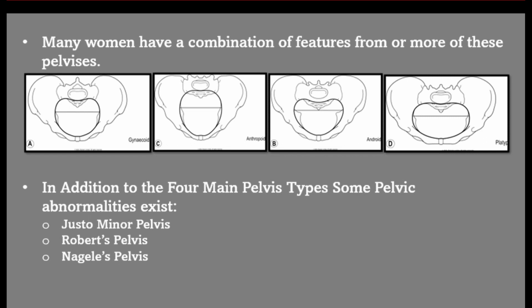The minor pelvis is normal in shape, but overall has smaller dimensions. Nagele's pelvis is asymmetrical due to abnormal bone formation on one side. And finally, Robert's pelvis is due to abnormal bone formation that is bilateral.